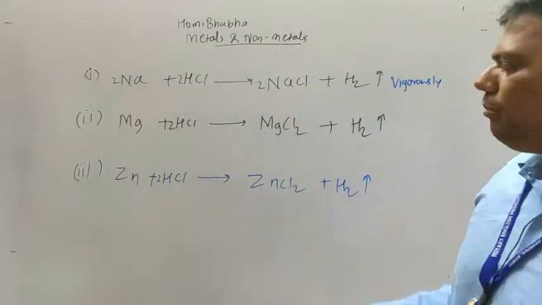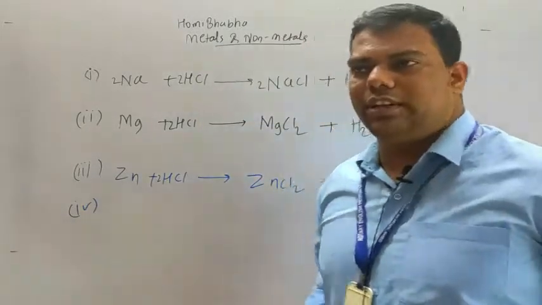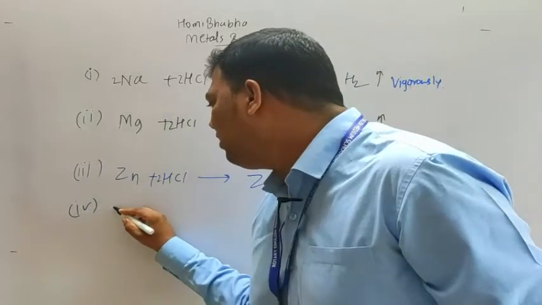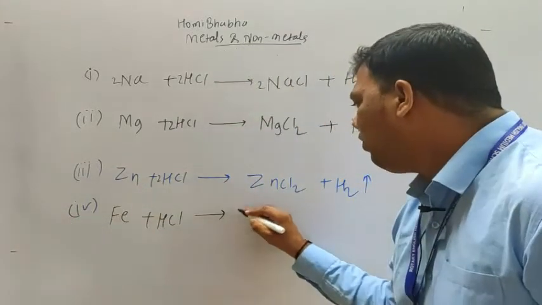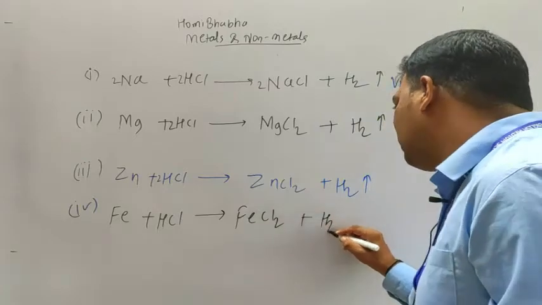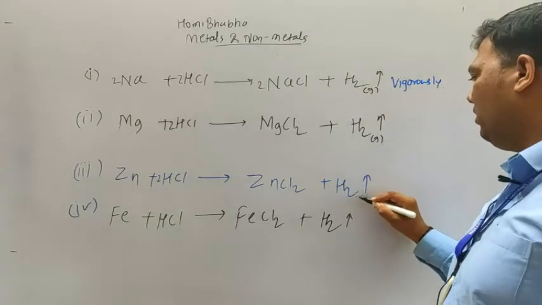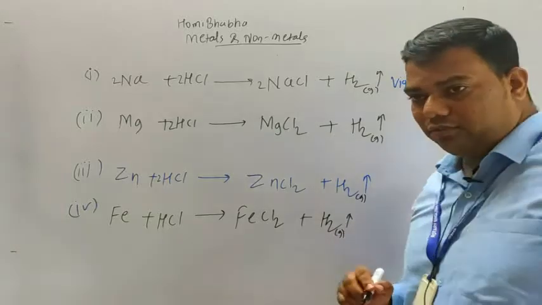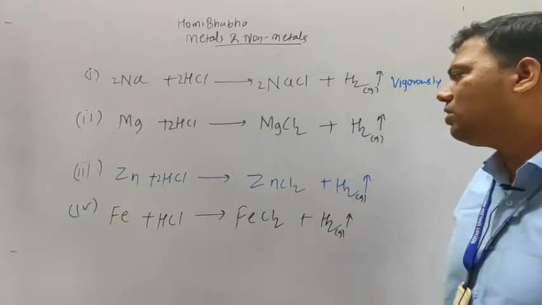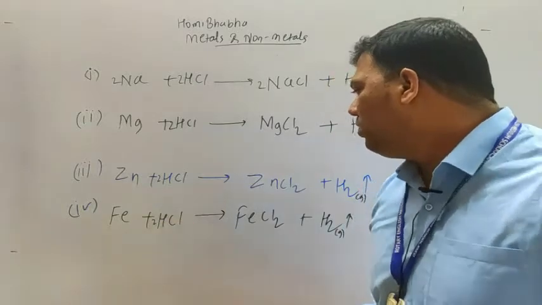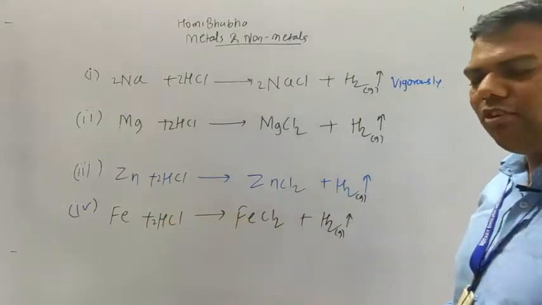Now the fourth reaction: iron plus HCl. That gives what? FeCl2 plus H2 gas. To make your reaction more informative, we can write the physical state of hydrogen gas, or we can say the state symbols. For balancing, take 2 here. 1 Fe, 1 Fe, 2 Cl, 2 Cl, 2 hydrogen.